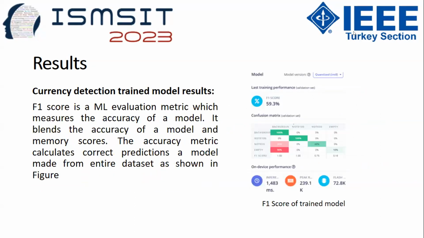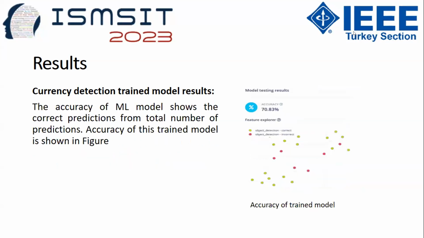Then the results. Currency detection trained model. F1 score is an ML evaluation metric which measures the accuracy of a model. It blends the precision and recall scores of a model. The accuracy metric calculates the correct predictions a model made from the entire dataset, as shown in the figure. Our F1 score is 59.3 for the 100 rupees note. This was the pre-trained model, so our main accuracy is 71%.